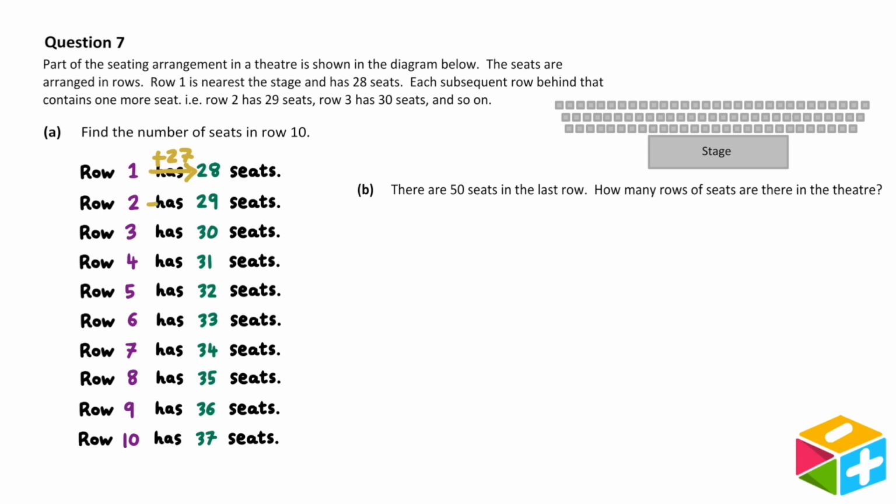Row 2 has 29 seats. Again, the number of seats is 27 bigger than the row number. The same thing happens for row 3. 3 plus 27 gives us 30, and the same pattern will follow for all the other rows, because each time we increase the row number by 1, we're also increasing the number of seats by 1.